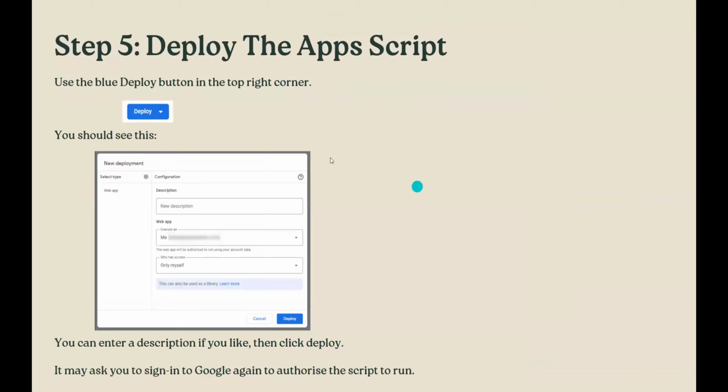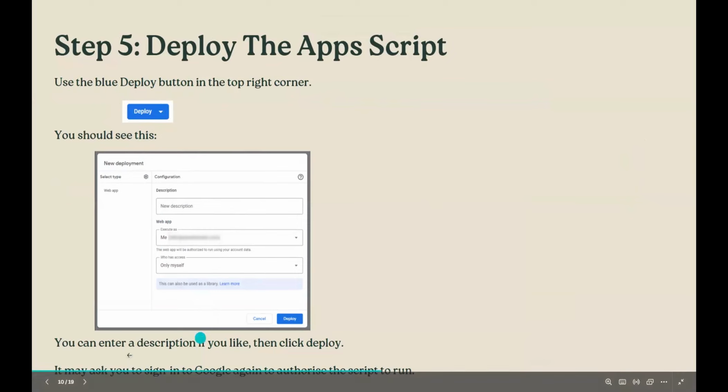So in the top right corner of the app script page, you will see a deploy button. Once you click on deploy, you open up this page. You will need to add a description and then click on deploy. It might ask you to sign into Google again just to make sure the script can run. So just for demonstration purposes, I'll show you how to do this. You have your key, you have your page like so.